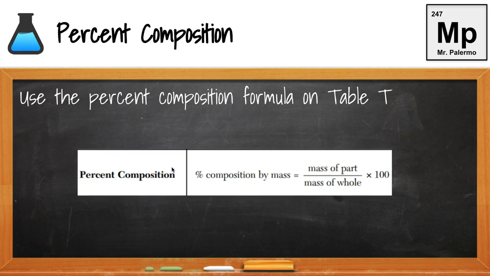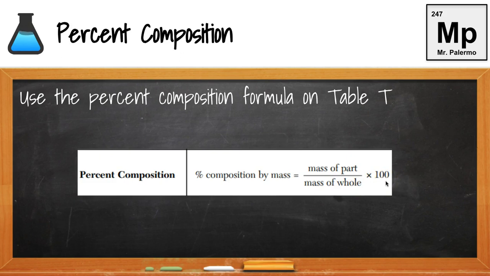And so we have a bunch of formulas on Table T that we can use to determine the concentration of various solutions. The first one is the percent composition formula located on Table T, and it says percent composition by mass equals the mass of the part. This is going to be our solute, and I would write that down in your notes, and it's over the mass of the whole thing, which is going to be our resulting solution. Again, write that down, and then times 100 because it's a percent.